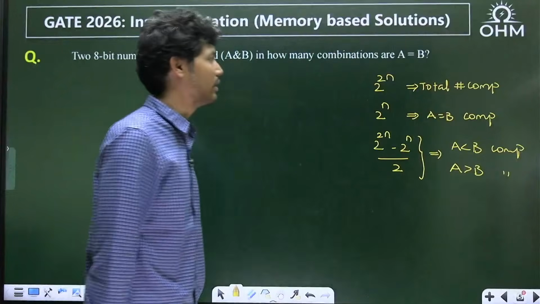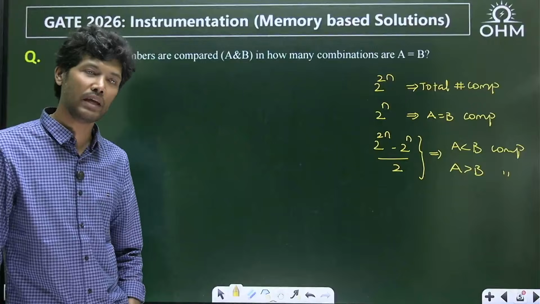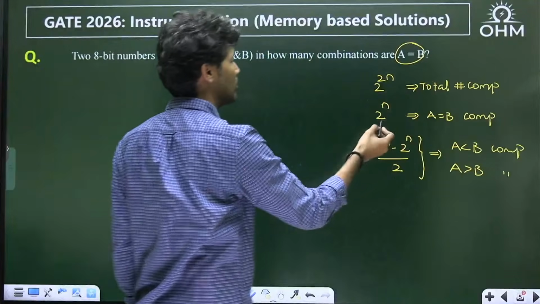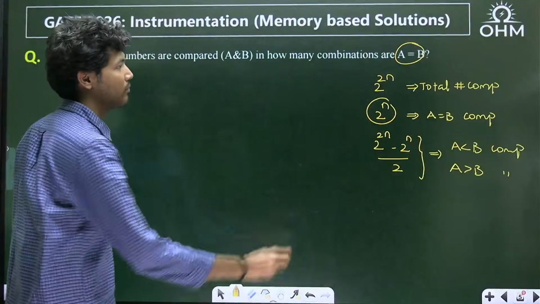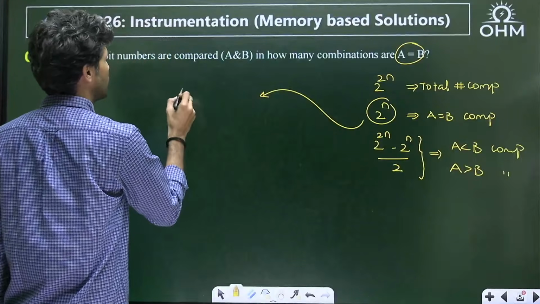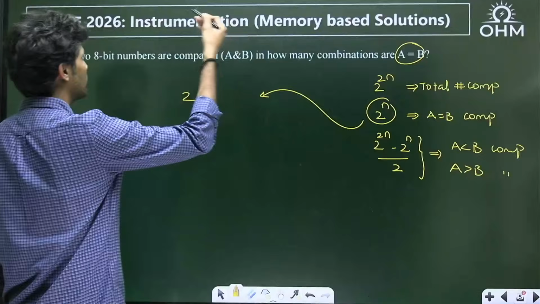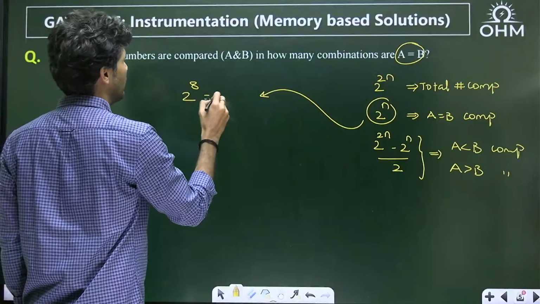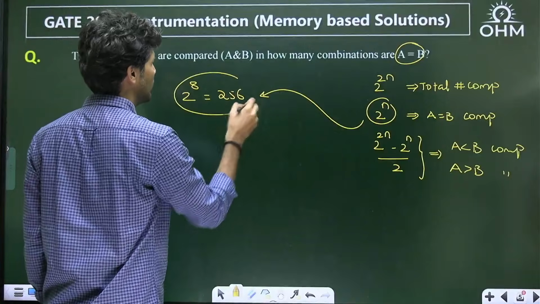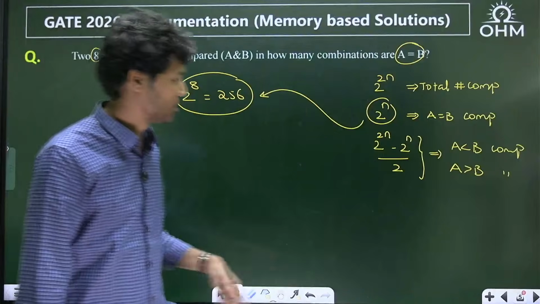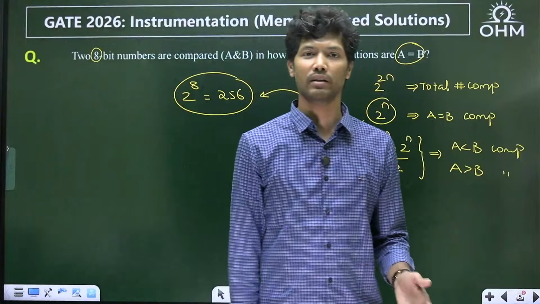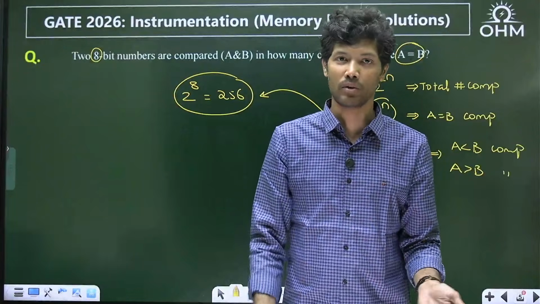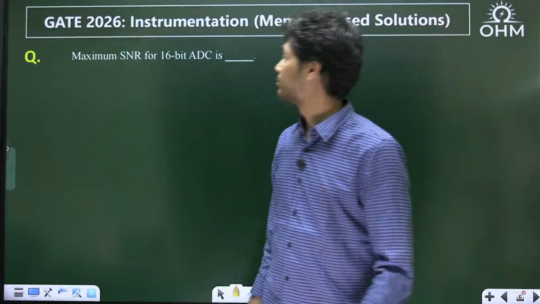In this case, the question is all about the number of A equal to B comparisons. In how many cases will we have A being equal to B? The answer is 2 power n, where n is the size of the comparator. This is an 8-bit comparator, so this is 2 power 8. The answer is 256. That's it. If you simply attend the lectures, this is a pretty straightforward question. We don't even have to construct the circuit here. It's all about the number of comparisons.